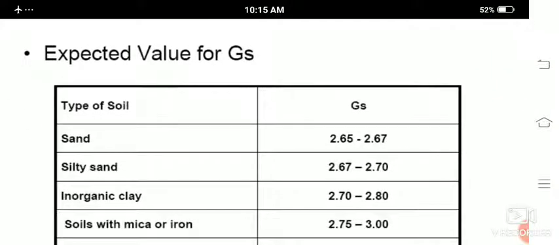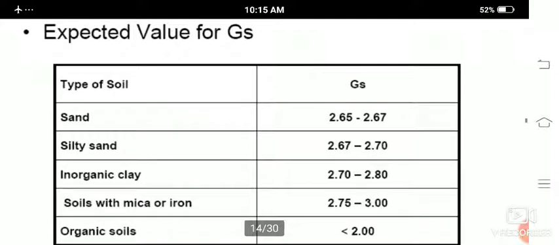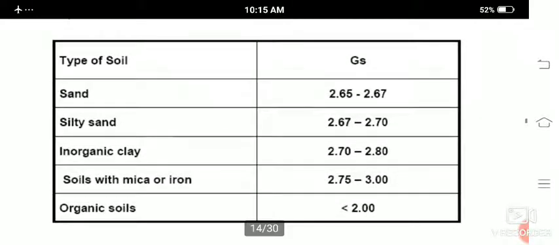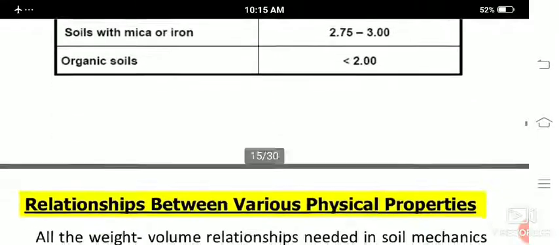Expected values for G_S for different types of soils, as we already know. For different types of soils, there are specific values: for sand, silt and sandy type of soil, inorganic clay, soil with mica or iron, organic soil, you have standards for these types of soils also.